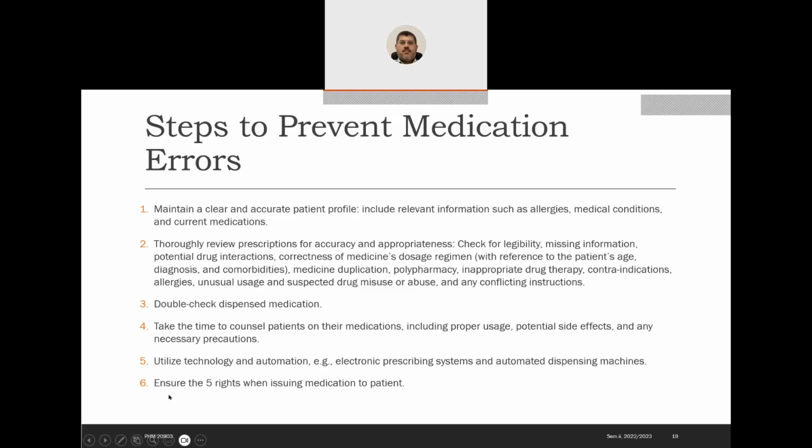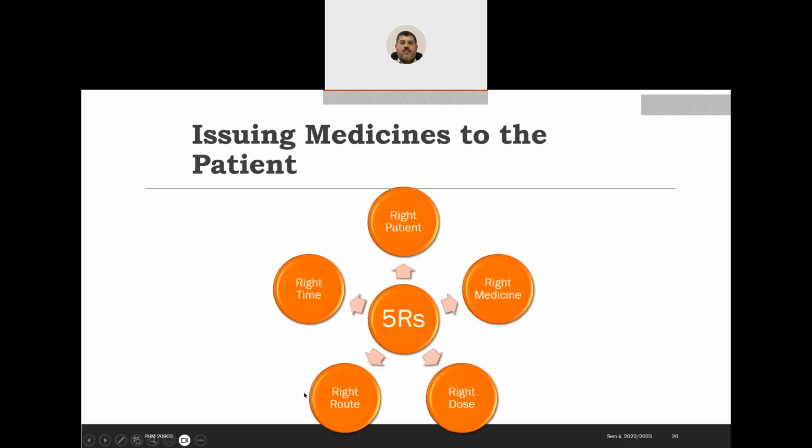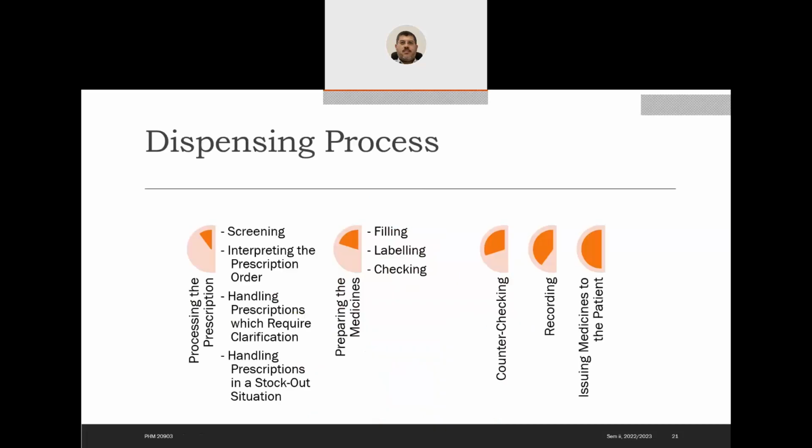When you dispense, you should ensure the 5 rights: that we have the right medication, given in the right dose, right route of administration, and right time of administration to the right patient. You have to ensure that all these are right.